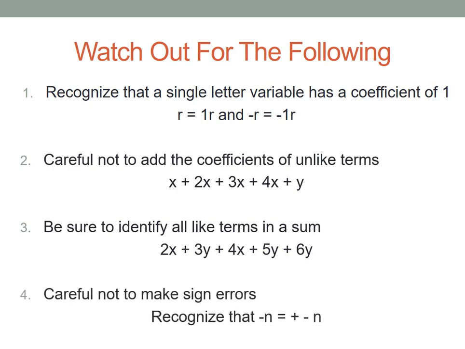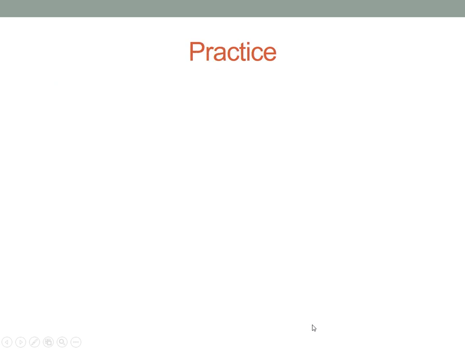And then the last one is careful not to make sign errors. So if you see something like minus n, you can change that to addition. So you're adding the opposite, right? So if you like that method, and I know most of you do, then make sure you're changing subtraction to adding the opposite. All right, so make sure you don't do those errors.